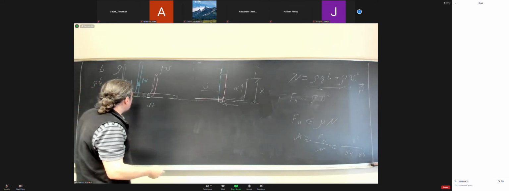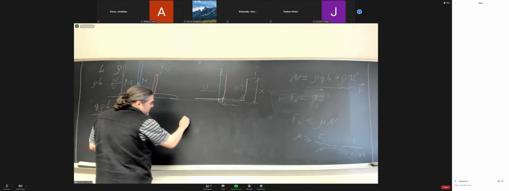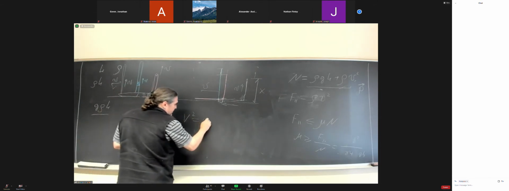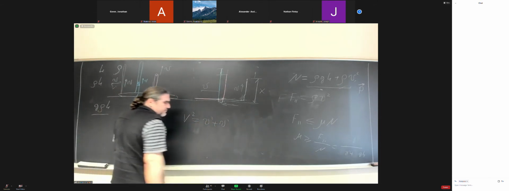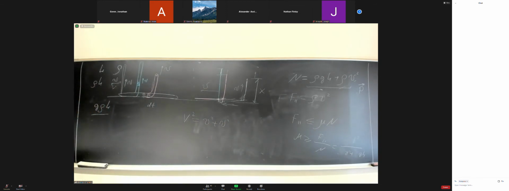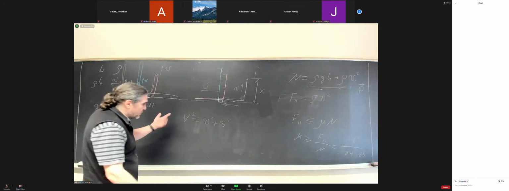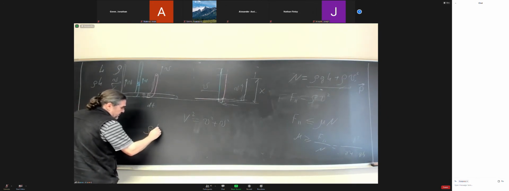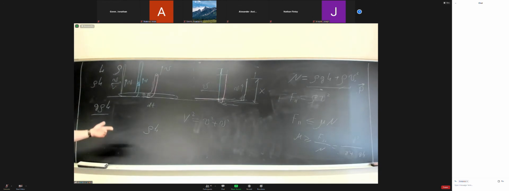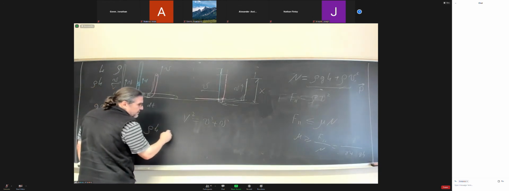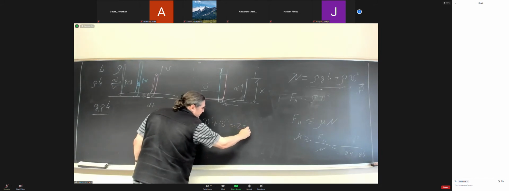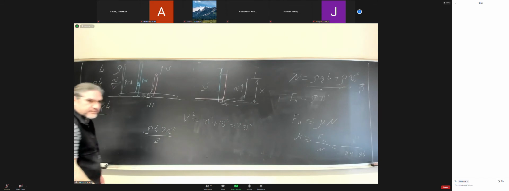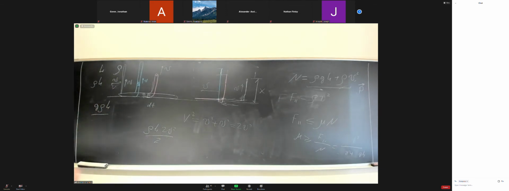So its total velocity squared equals v squared plus v squared, right? Pythagorean theorem. And the total kinetic energy then is the total mass of the snake, rho L, times 2v squared divided by 2. That's the total kinetic energy at the final state.